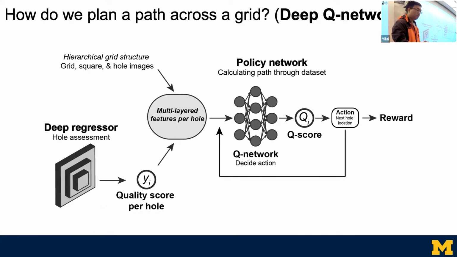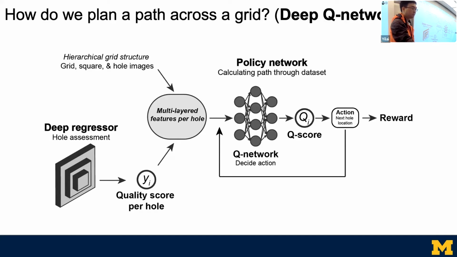So the connection between the deep regressor and the policy sampler is shown here. The deep regressor will output the quality score, which here is the CTF resolution we use, per square, per hole. And this quality score per hole will be combined with the hierarchical grid structure information, which is basically where this hole comes from. This hole comes from this patch, this square, and this grid. We take all that information and also its quality, and we engineer multi-dimensional features and use that as the input for the policy network.